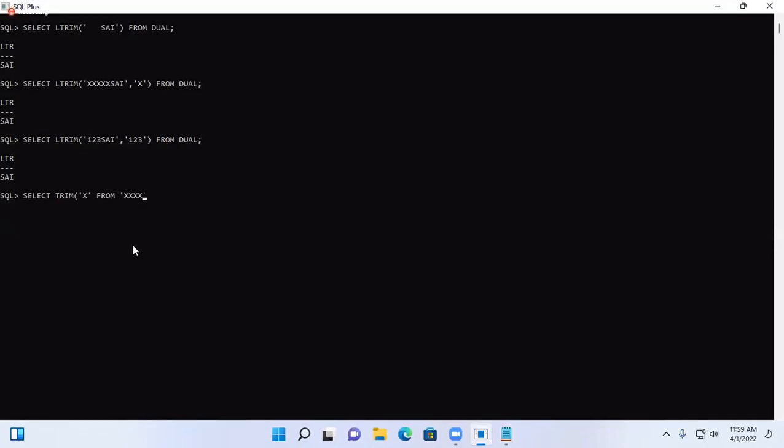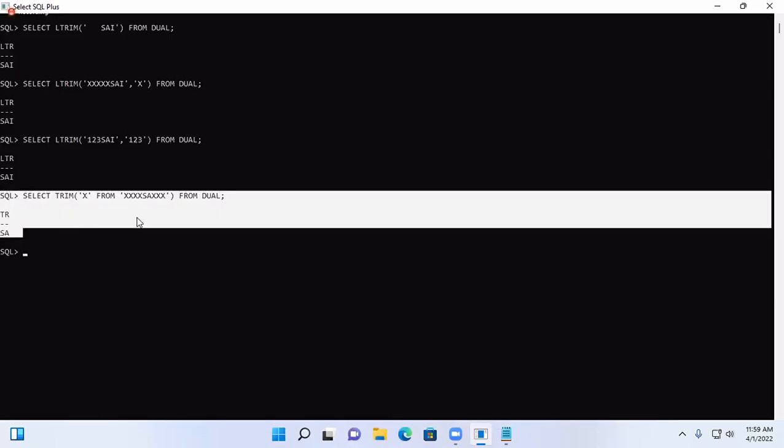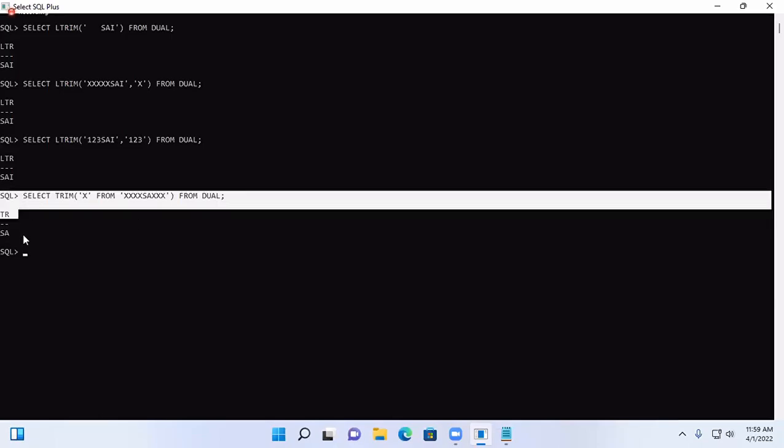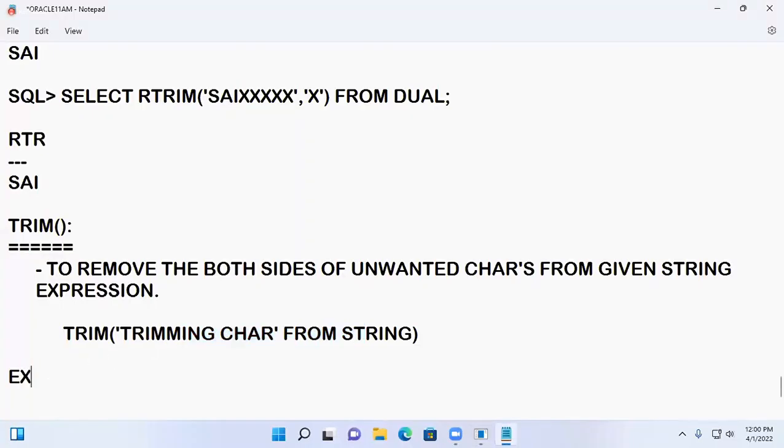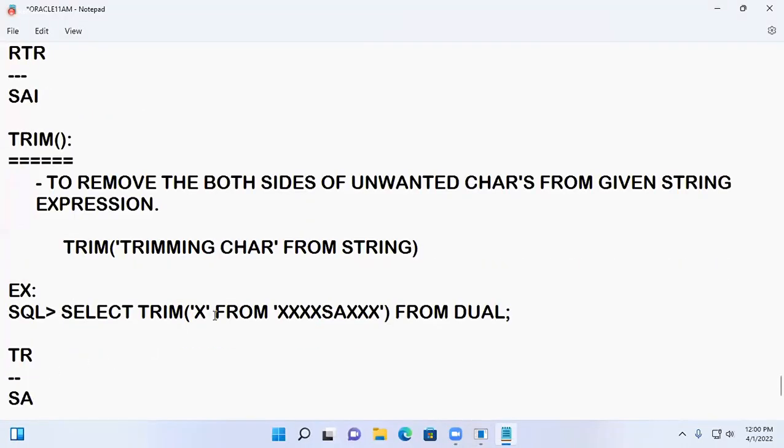now xxx Sai some x. So now whatever the x was there, the unwanted characters from both sides will be removed by the trim function. Okay, now finally it was showing what now? SA, it's not psi, SAI and here I.